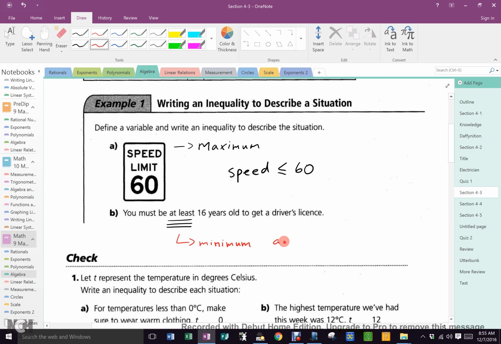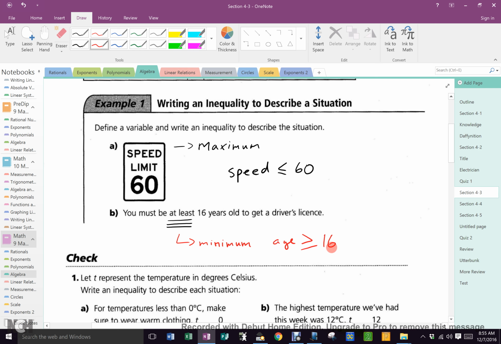So your age must be what? Less than, greater than, less than and equal to, or greater than and equal to? Greater than or equal to what? 16. Because when you're 16, you can get a license, right?